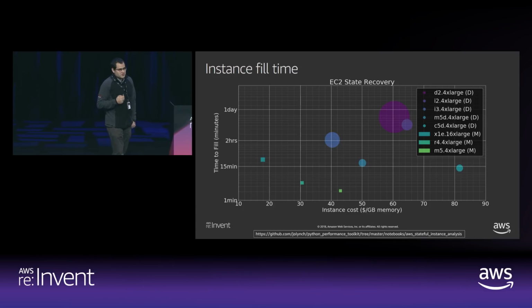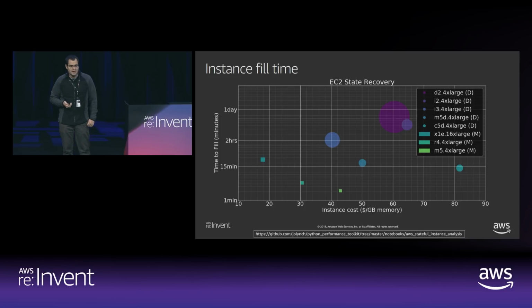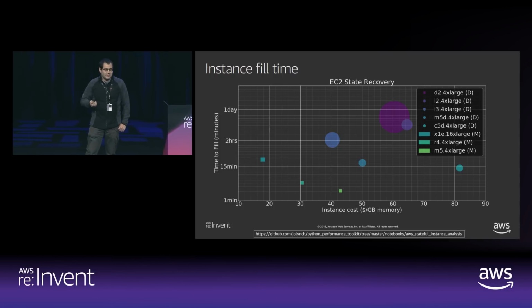But there's a trade-off, and that trade-off is on the y-axis, which is how long it takes to recover the state from that instance if it fails. This is a pretty simple calculation. It's basically just take the amount of data and divide by the network bandwidth. And you can see that a D2, if it fails, might take you a day to recover that state, compared to, for example, a C5D, where you can recover it on the order of 15 minutes. Your typical stateful instances, like your I2s, take 6 hours, your I3s take 2 hours.